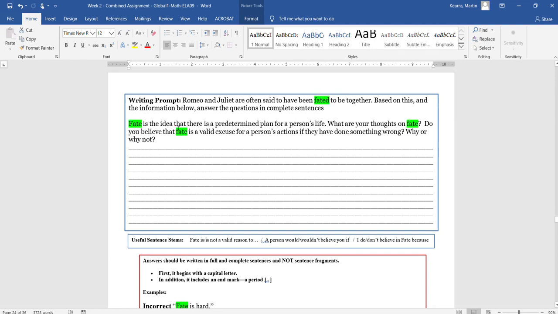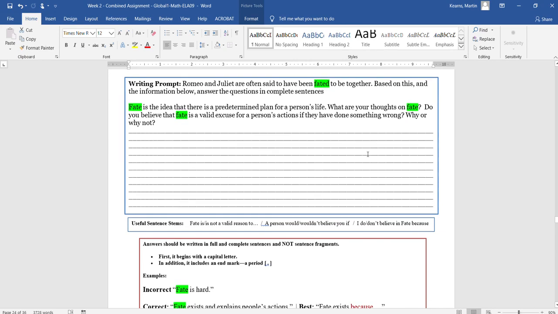Fate is the idea that there is a predetermined plan for a person's life. What are your thoughts on fate? Do you believe that fate is a valid excuse for a person's actions if they've done something wrong? Why or why not? So you could say, if I called you and said, hey, where's your work? You could say, it was my fate to not do the work, if you believe that it's a valid excuse for a person's actions if they've done something wrong. Hopefully that's not your fate, though.